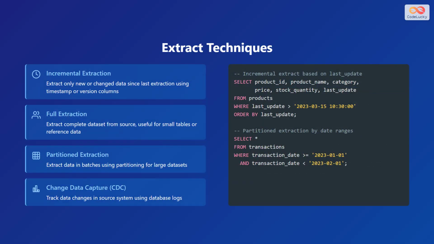Here are some common data extraction techniques. Incremental extraction involves extracting only new or changed data since the last extraction, using timestamp or version columns. Full extraction involves extracting the complete data set from the source, which is useful for small tables or reference data. Partitioned extraction involves extracting data in batches using partitioning, which is helpful for large data sets. Finally, change data capture or CDC involves tracking data changes in the source system using database logs.